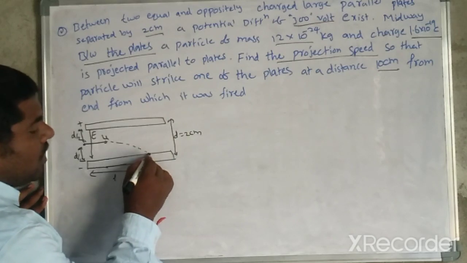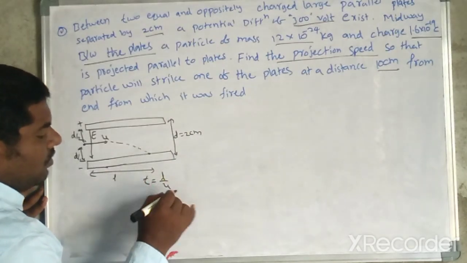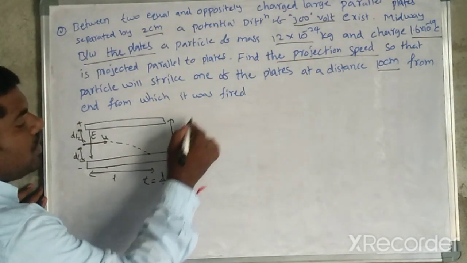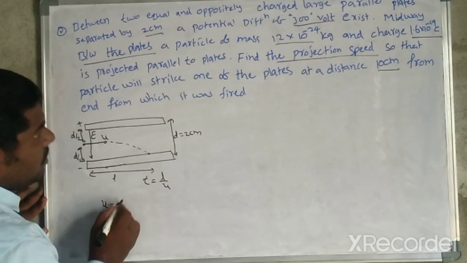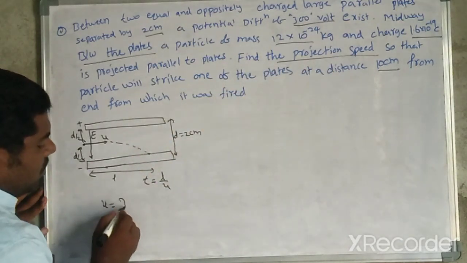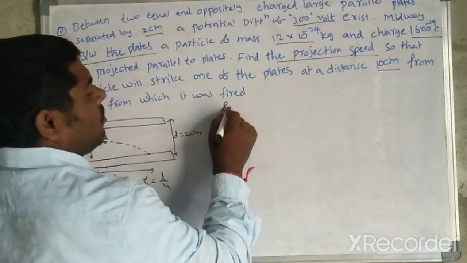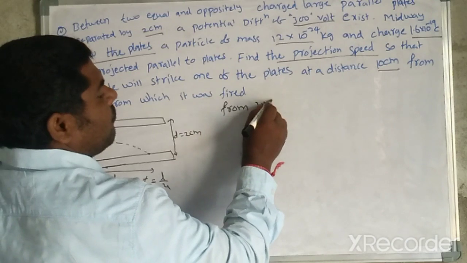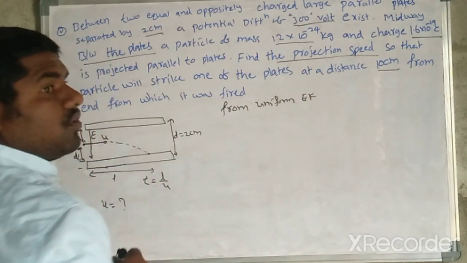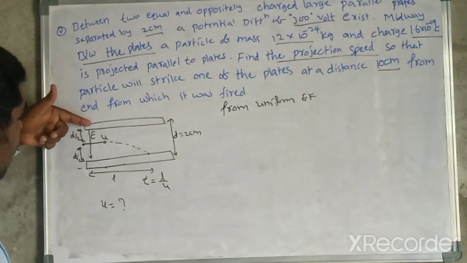So the time taken, t, is equal to total distance by velocity. They are asking for the u value, the initial speed, that is, the projection speed. To find it, we start from the uniform electric field, which points from positive to negative.